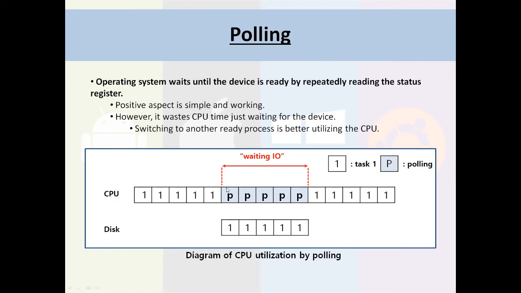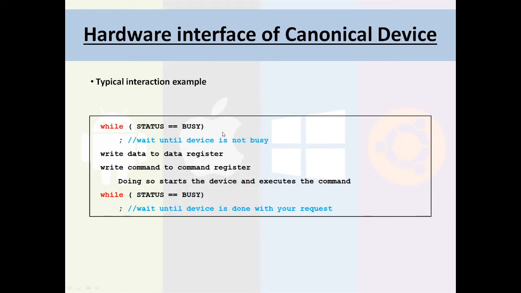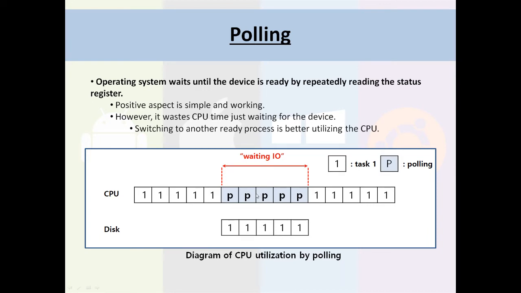Now, I briefly mentioned that idea of polling. Here we see the operating system waits until the device is ready by repeatedly reading that status register. That was that while loop, right? But one can already see that this is quite inefficient. The positive side is that it's simple and it works. You wait until the device is finished by just constantly asking, are you done, are you done? But the CPU is not doing anything during that time. It's just checking, so it wastes CPU time by just waiting for the device.